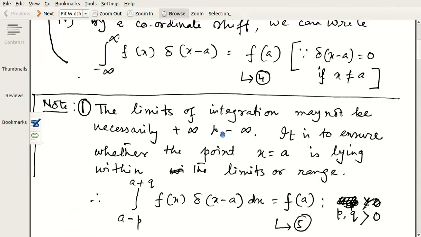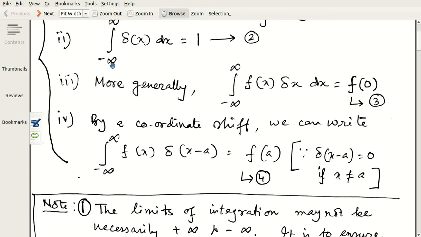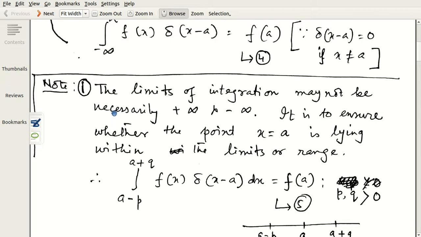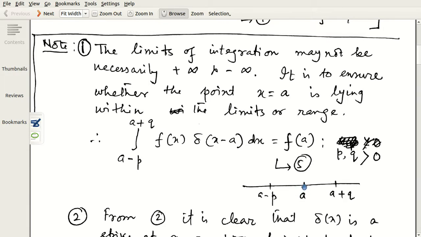So you note that the limits of the integrations, in all the cases here we have given minus infinity to plus infinity, but it may not be minus infinity to plus infinity necessarily. We have to just ensure that the point at which the function is non-zero, like a point charge, which has a value at that particular point, but in all other points there is no charge. Like this, at a point say x equal to a, this point has to lie within the limit we consider. If x equal to 0, then the point must lie within the limit we consider. So if our point is a, then any limit a minus p to a plus q, where p and q both are greater than 0, otherwise both of them will be on one side.